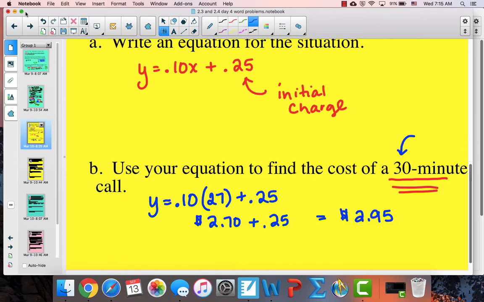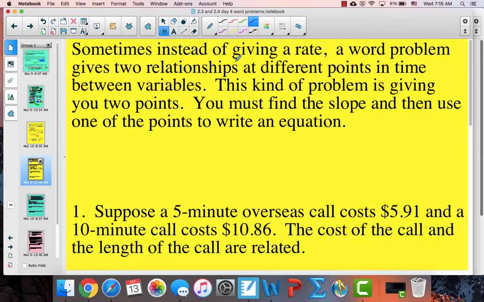All right, let's look at one more. Sometimes, instead of giving a rate, meaning a slope, a word problem gives you two relationships at different points in time between the variables.